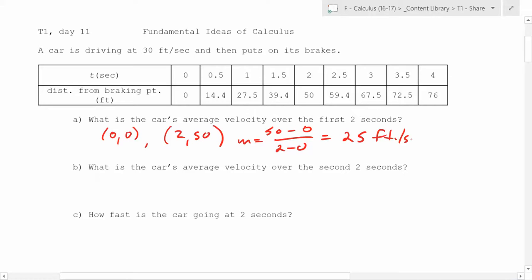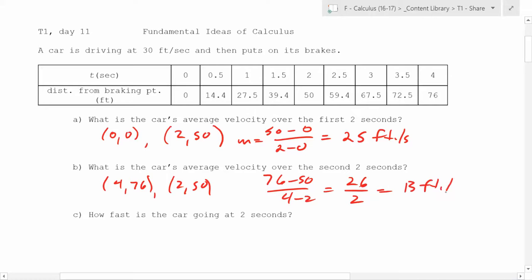What's the car's average velocity over the second 2 seconds? What are the 2 points there that we need, Lindsay? What are the 2 points we're going to do the slope between on this one? 4, 76. Yep. 2, 50. So what's that going to be? 76 minus 50, over 4 minus 2. 4 minus 2, so that's what? 26 over 2, which is? 13 feet per second.